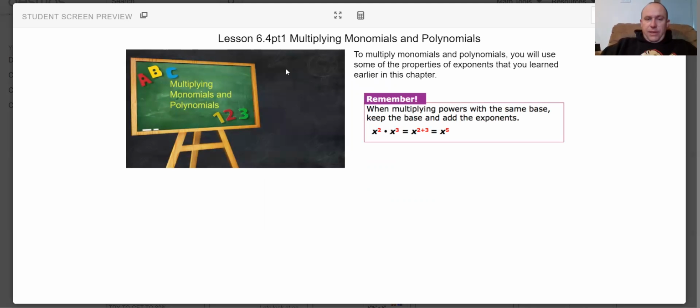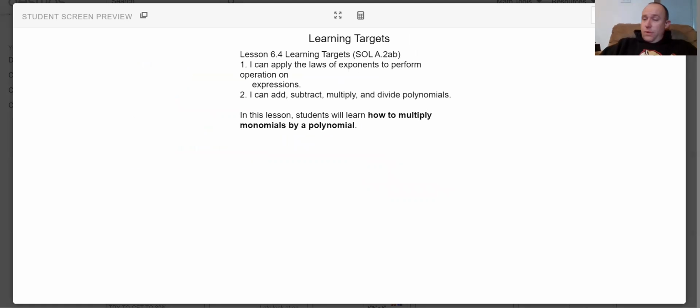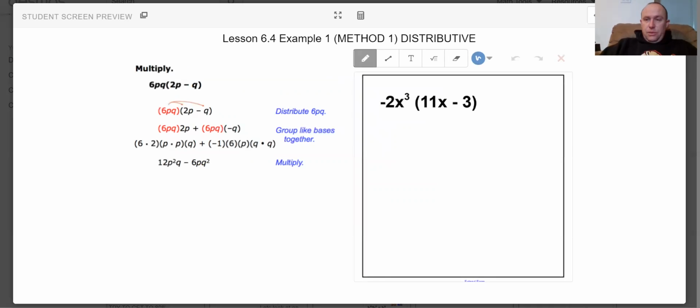So in this lesson, specifically for lesson 6.4, we're going to focus on multiplying monomials by polynomials. A monomial is just something that has one term, and we're going to be multiplying it by something with 2 terms or 3 terms. We could actually go further, but that's as far as we go at this point. We're going to use those same rules of exponents that we just talked about.